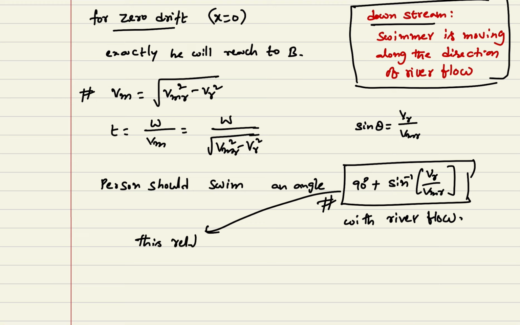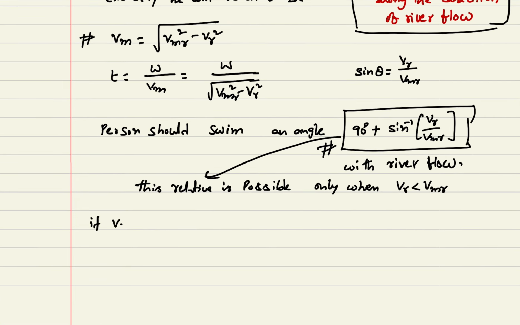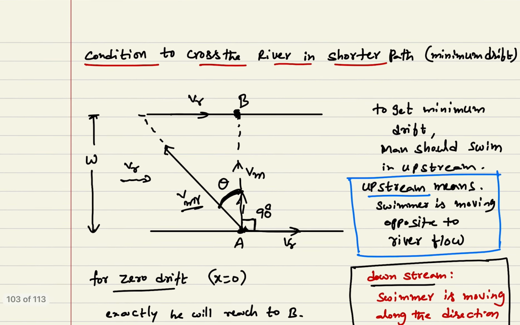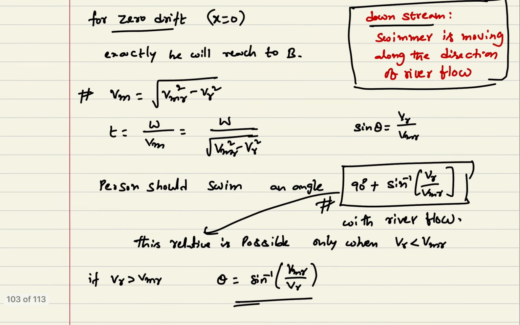This relation is possible only when VR is less than VMR. If VR is greater than VMR, then he has to move such that theta is equal to sin inverse of VMR divided by VR. Kindly keep in mind this relation if VR is greater than VMR. These are the conditions you have to keep in mind while doing these riverboat problems.